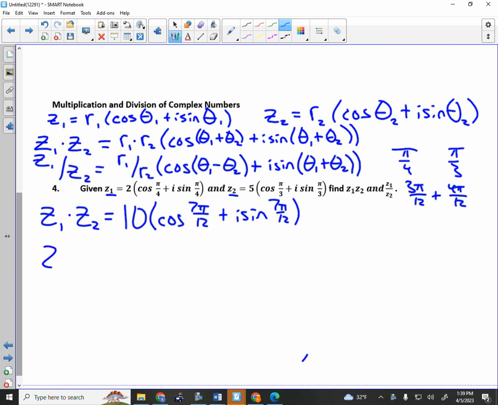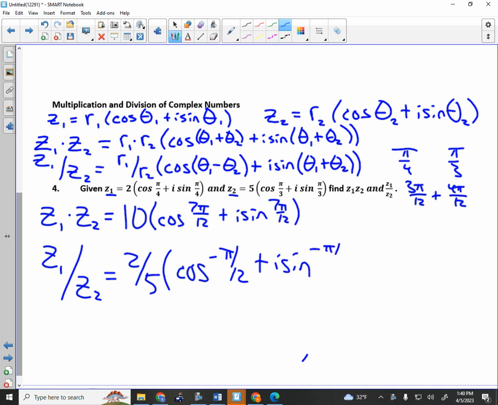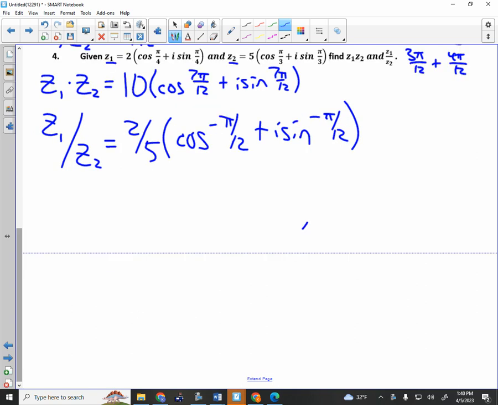So now let's perform z sub 1 divided by z sub 2. 2 over 5. Cosine of, so we'll go over here, Kenny. You guys can see that we have pi over 4 minus pi over 3. So as we found the common denominators, 3 pi over 12 minus 4 pi over 12, negative pi over 12. One hour had it, the other hour did not, but we cannot leave a negative angle.